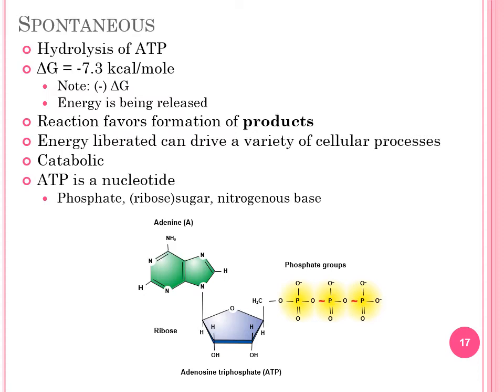Remember, ATP is a type of nucleotide. We have our phosphate, or in this case, three phosphates. We have our ribose sugar, that's the blue here, and then we have the nitrogenous base. Because our nitrogenous base is adenine, the A, that's why it's called ATP, adenosine triphosphate. And so this chemical molecule we're going to be very familiar with, because we're going to work on building it in photosynthesis, and we're going to be working on breaking it down in cellular respiration.